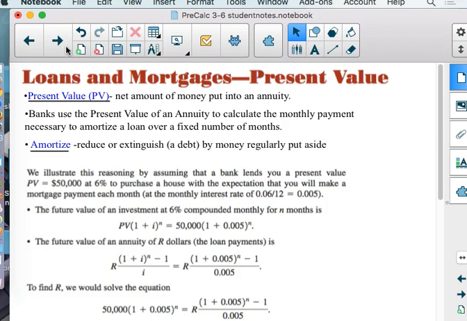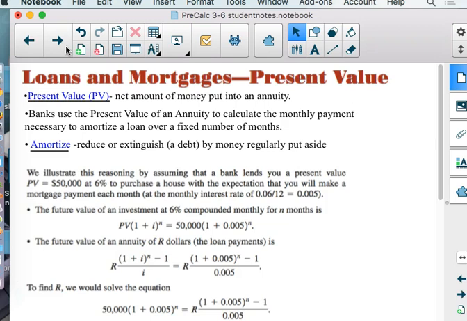So they're thinking ahead, and they're saying, we're not loaning you this money out of the kindness of our heart. We're giving you this money so we can get something out of it. Now, if we didn't give it to you and we put it into another account, how much money would we make in future value? And if that's the case, then we need to make sure that your payments are going to cover that as we go through this time. To amortize your loan is to reduce or extinguish a debt by money regularly put aside. For a mortgage, it would be your monthly payments. For buying a car, it would be your monthly payments, that type of thing.